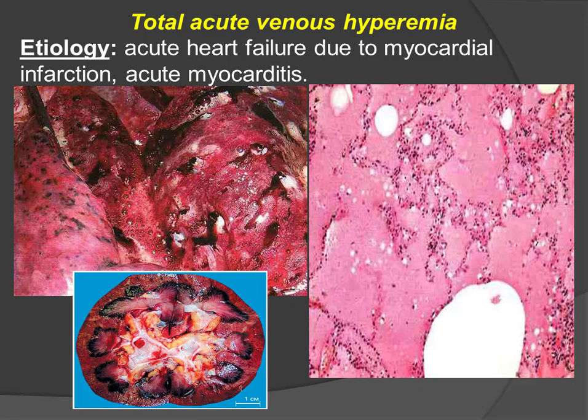Venous congestion of the lower extremities due to thrombophlebitis. Venous congestion of the gastrointestinal tract due to portal vein thrombosis. Nutmeg liver due to the thrombosis of the hepatic veins. Cyanotic induration of the kidney due to the thrombosis of the renal vein.